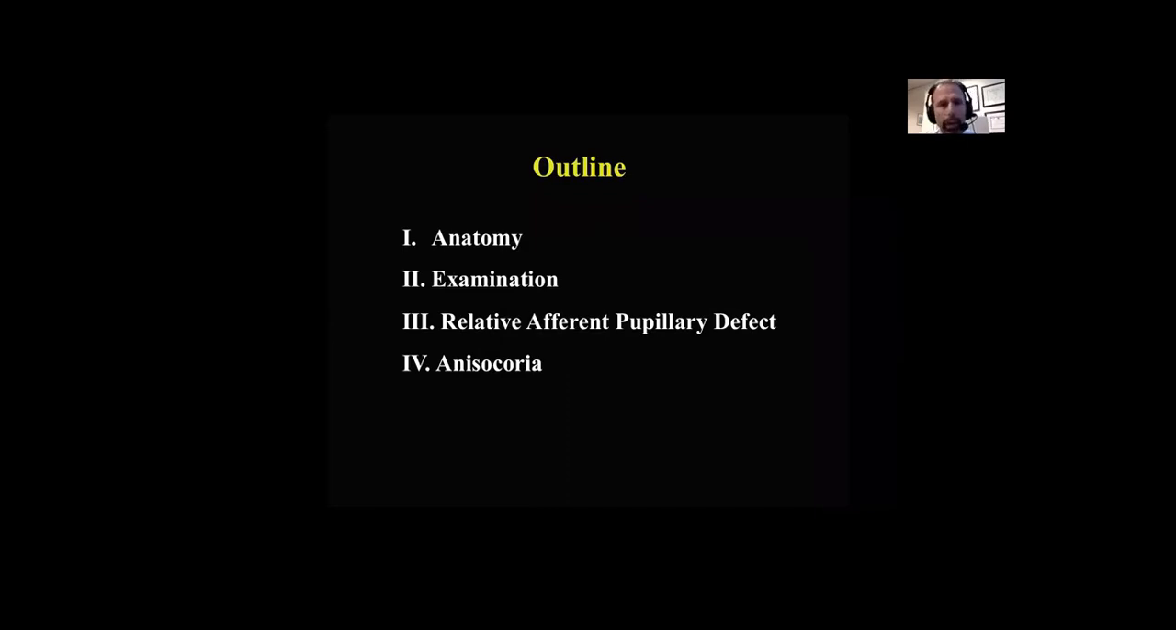So as an outline, we're going to start briefly with the anatomy to make sure that everybody's on the same page, move on to the pupil examination, talk about relative afferent pupillary defects, and then finally about the differential diagnosis and approach to the patient with anisocoria.